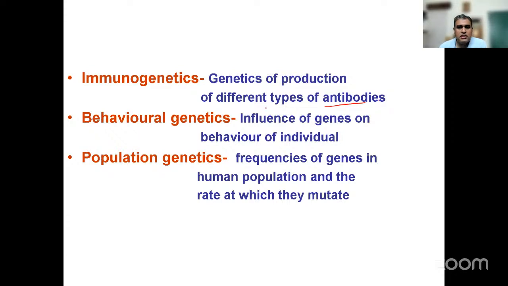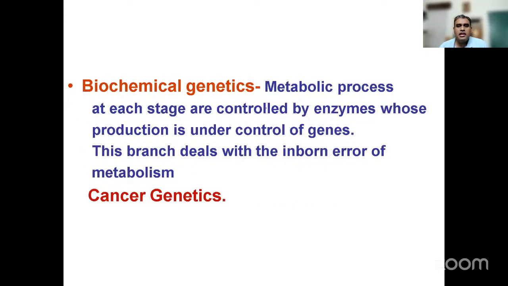Population genetics: the frequency of genes in the human population and the rate at which they mutate. It is at a much bigger level, changing the whole demographics, and there are so many implications. Biochemical genetics: metabolic processes at each stage are controlled by enzymes whose production is under the control of genes. This branch deals with inborn errors of metabolism. A question used to come in NEET UG: who is the father of inborn errors of metabolism? The scientist was Archibald Garrod, ARCHI, Archibald Garrod.